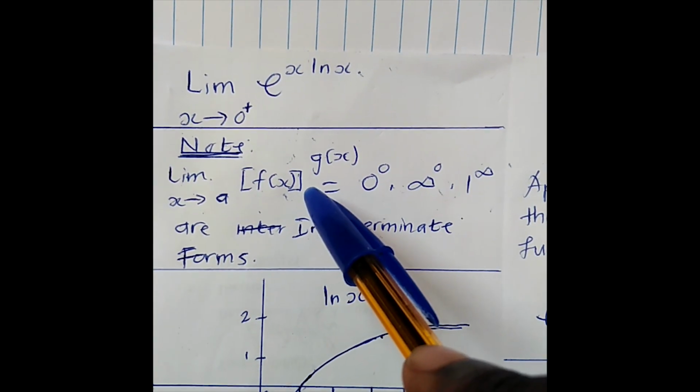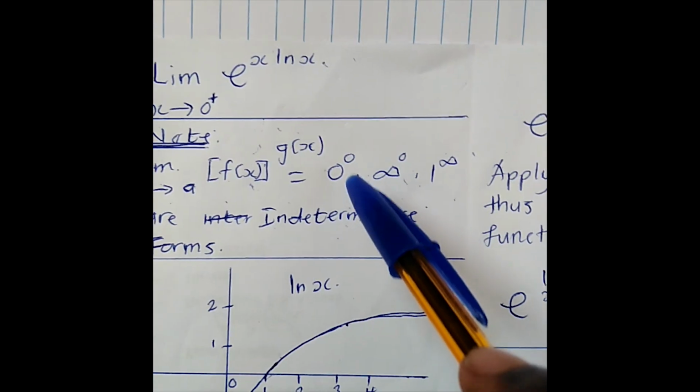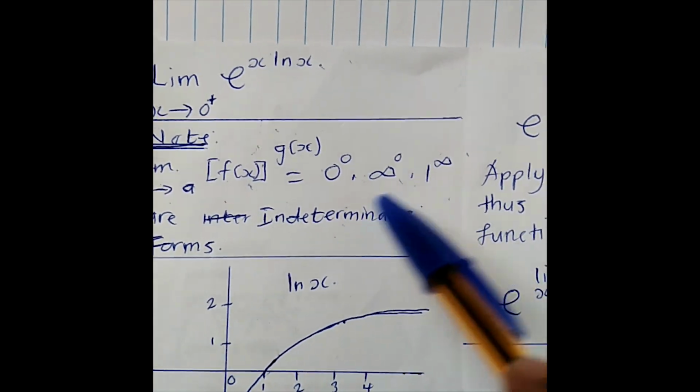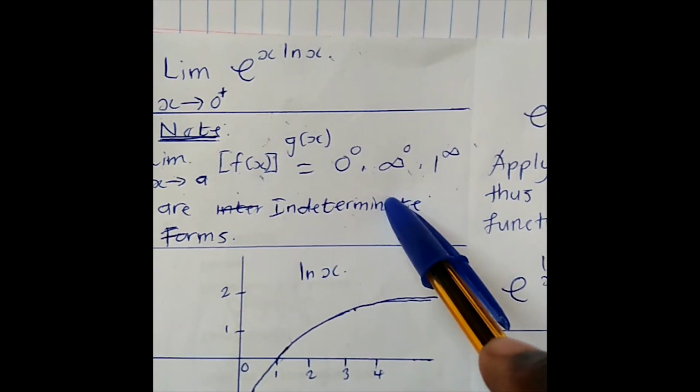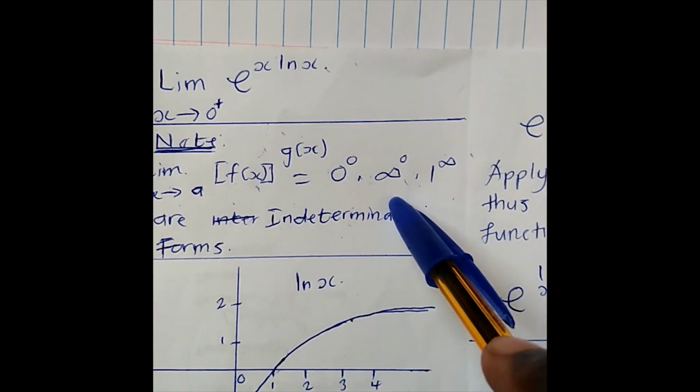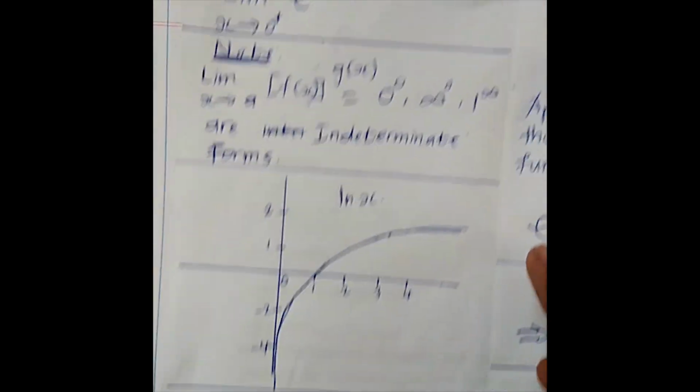When you have a limit function where there's a function exponent another function, then you're able to arrive at these values. These are all indeterminate forms. So we can compute that the answer is 0 or the answer is infinity.